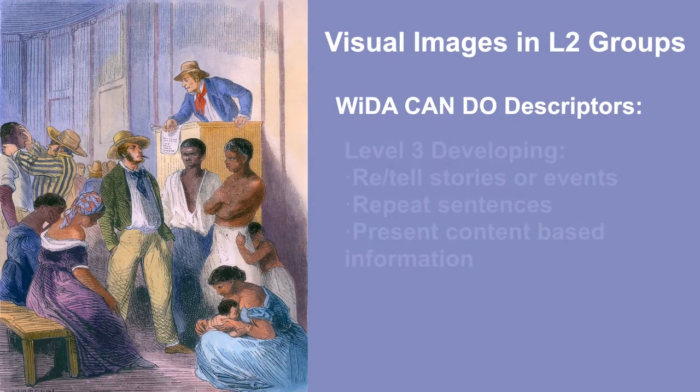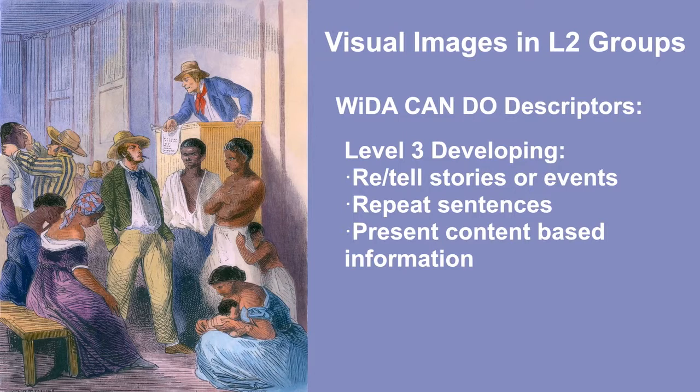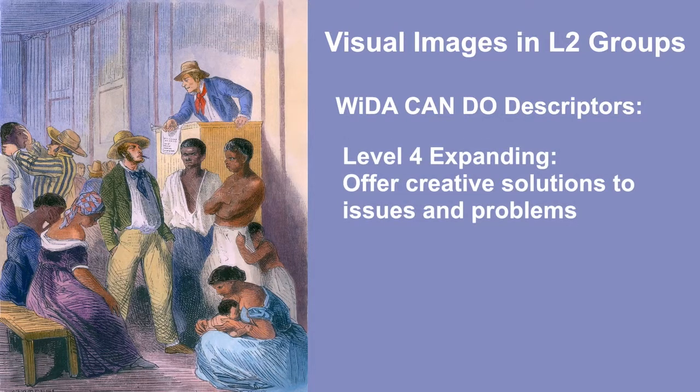At level 3, developing, students can retell short stories or events. They can present content-based information. So in this case, they could create or repeat sentences about the picture. There are slaves and slave owners. The man is selling the other man. 3 men are watching. At level 4, expanding, students can offer creative solutions to issues and problems. In this case, they could use the picture to talk about slavery and how to convince the men that buying and selling people is wrong.